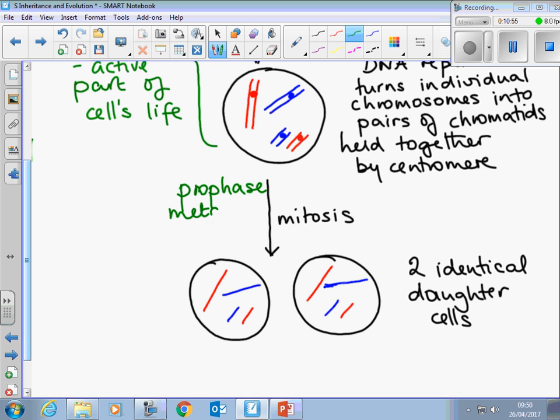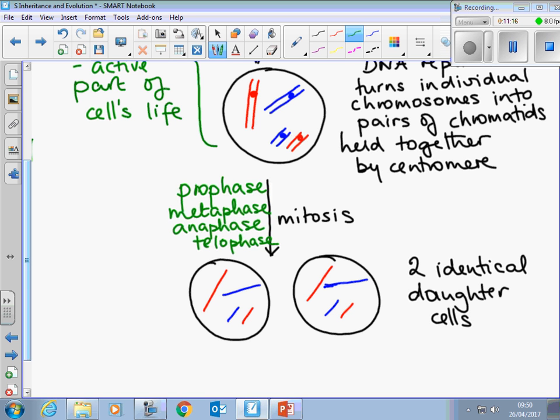metaphase, anaphase, and telophase. Okay. Pro, met, ana, telo.